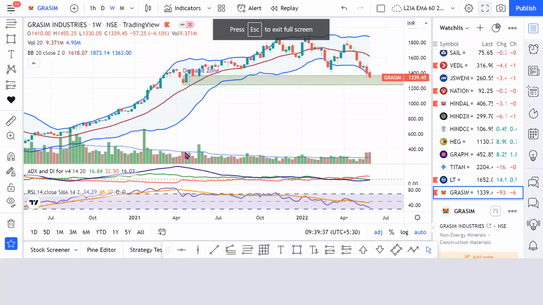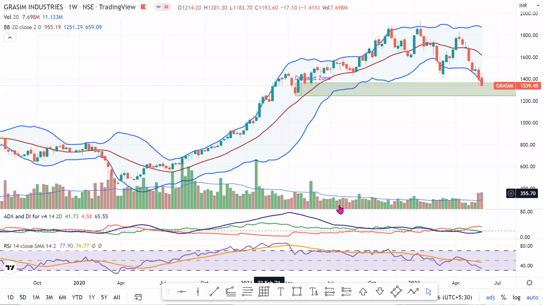here is the RSI. See here, ADX, the blue line is moving up, so the strength is increasing. But what strength? You're looking at the red, the DI negative. The DI negative is telling me that the stock is becoming weaker and weaker. Okay. So the stock is going down basically.